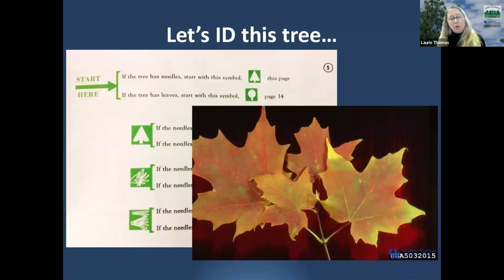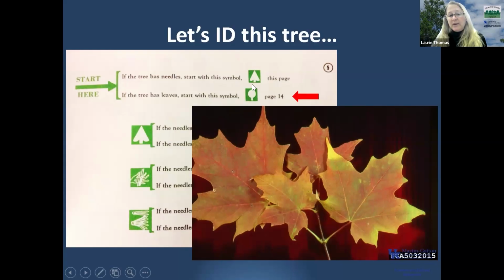So when you open up your little booklet, it starts on page 5, and see, it even tells you start here because these don't have numbers. But you'll notice all of these brackets, there are two statements or two questions it's asking you. So you hit start here. The first one is, does it have needles or does this tree have leaves? Hopefully everybody is going to say this tree has leaves. We have a nice broad leaf.